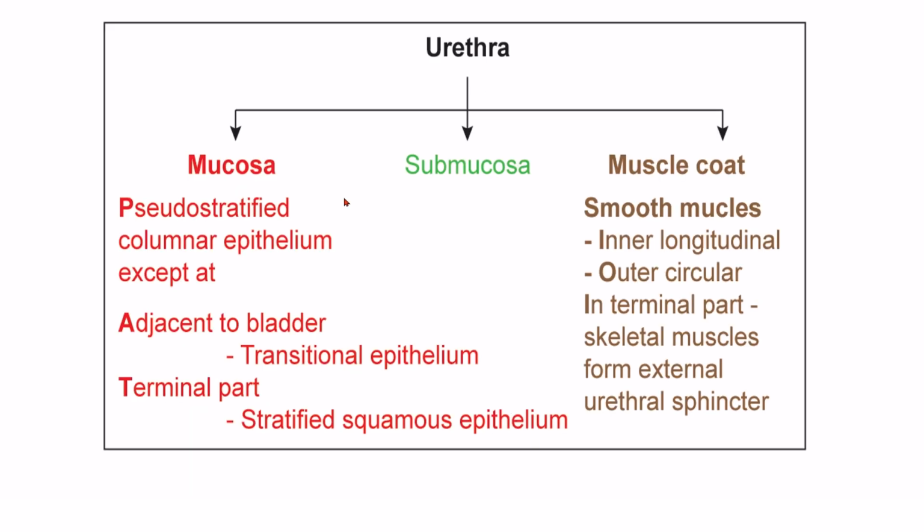So if you can see here, the mucosa: pseudostratified columnar epithelium, adjacent to the bladder transitional epithelium, and terminal part stratified squamous epithelium; submucosa; muscle coat, inner longitudinal and outer circular. At the terminal part, especially in females, the skeletal muscles form the external urethral sphincter, and in males, the membranous part of the urethra in the deep perineal pouch is surrounded by the skeletal muscle sphincter urethrae.